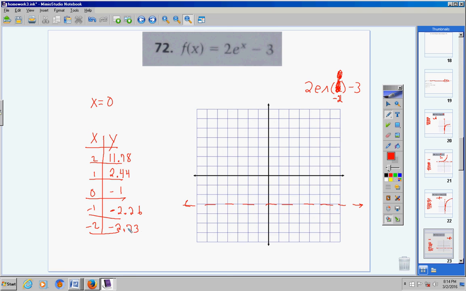Here we go. Positive 2 up to 8, 9, 10, 11, about right here. 1 is over 2.4. 0 is at negative 1. Negative 1 is at negative 2.2. Negative 2 is at negative 2.7. And so there we go, there's the curve, getting closer and closer to the horizontal asymptote. There we go. Okay, guys, go back and watch this again if you need to, okay? That's how you would graph those.